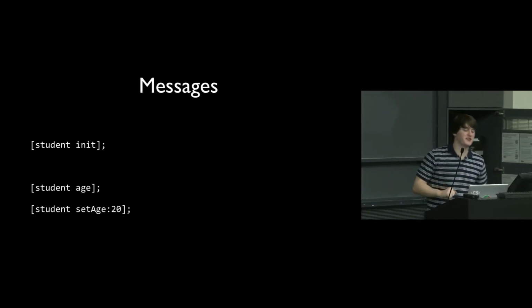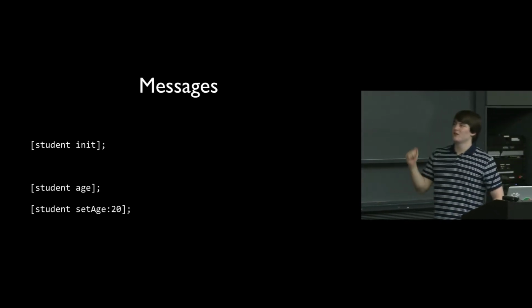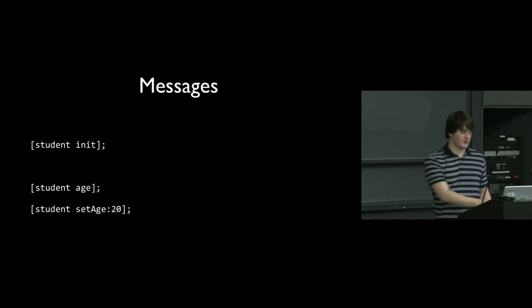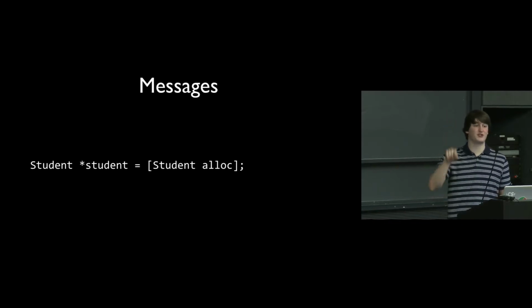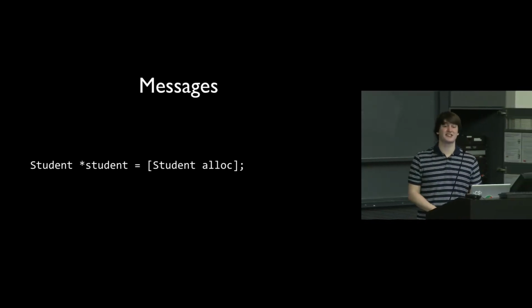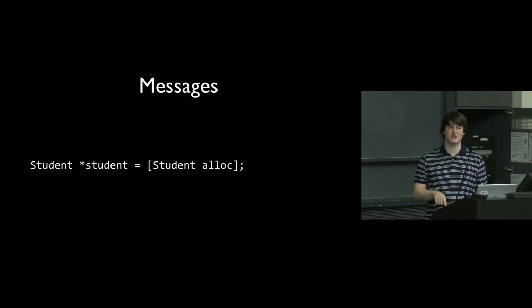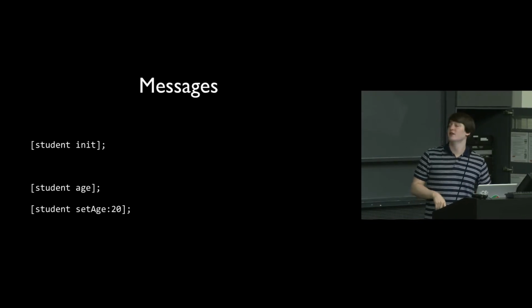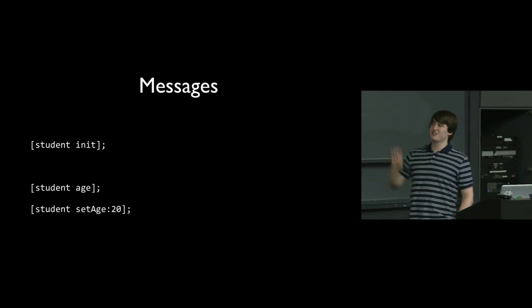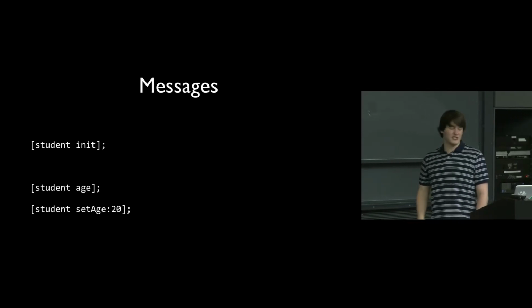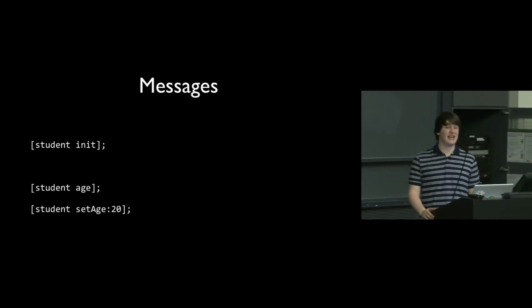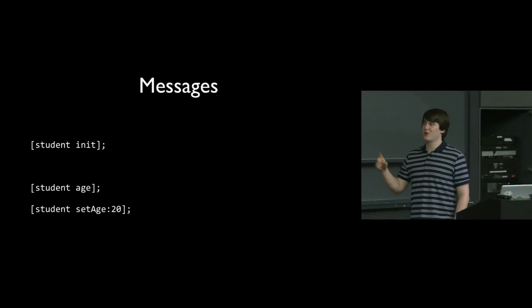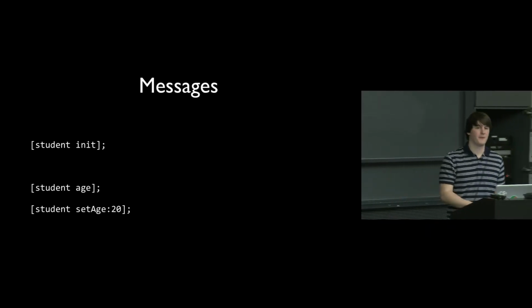So sending those messages, we see that student, we're using lowercase student, so this student object. Since these are instance methods, we need to send these messages to objects. So we send the init message to student, we send the age message to student, and then we send setAge with the parameter 20, with the argument 20.